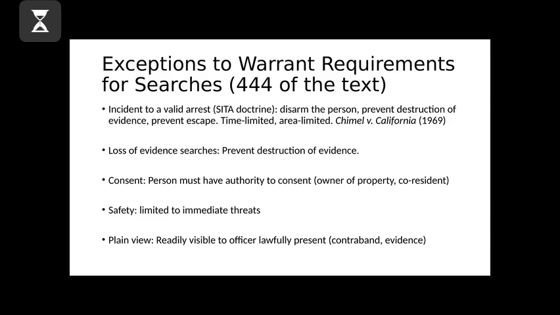All right, so generally speaking, searches require warrants. There are circumstances under which that is not the case. This is also available, by the way, on page 444 of your text, and it gives a little bit more detail, including a couple of case references, if you are interested in seeing how this has evolved.